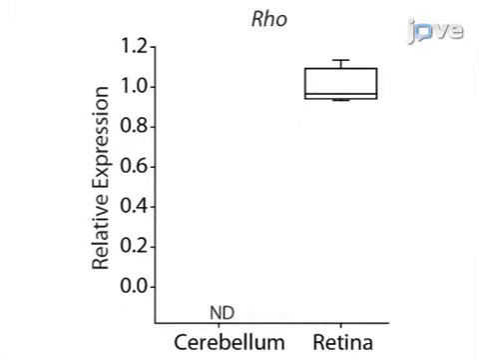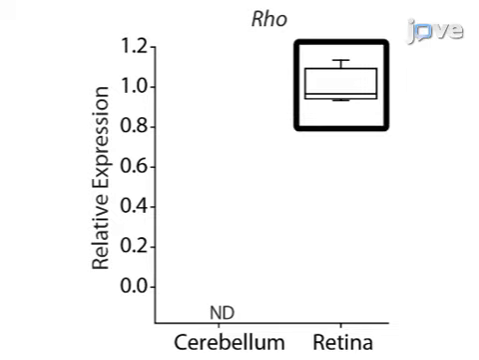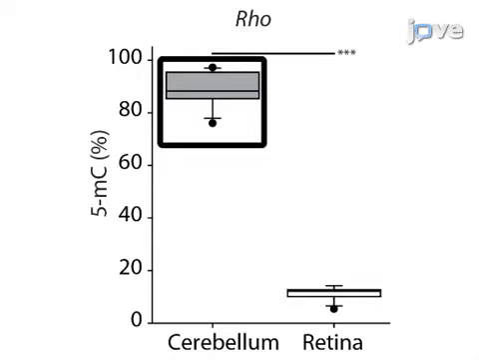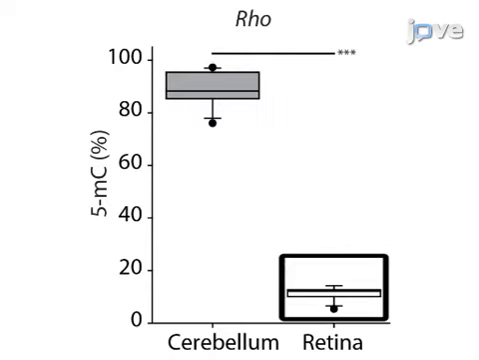In this experiment, RNA and DNA were co-isolated from a mouse cerebellum and retina. The rhodopsin expression, selectively expressed in retinal tissue, was then measured using qPCR. As expected, the rhodopsin RNA was detected only in the retina. After quantification of the CpG methylation levels in the rhodopsin promoter region by bisulfite amplicon sequencing, however, the cumulative methylation levels across the promoter region were greater than 80% in the cerebellum compared to less than 15% in the retina.